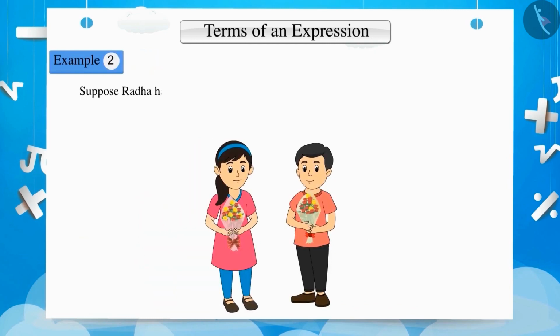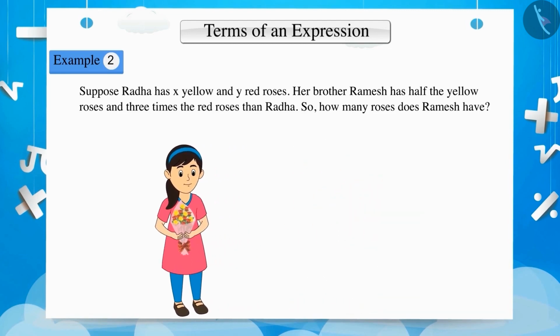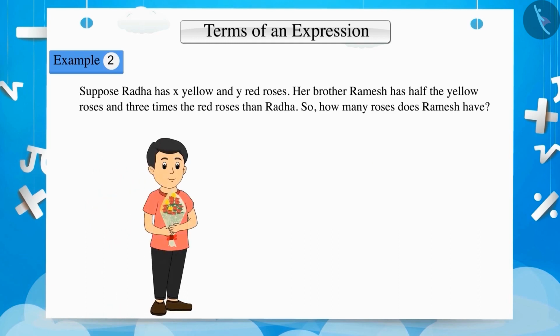Suppose Radha has x yellow and y red roses. Her brother Ramesh has half the yellow roses and 3 times the red roses of Radha. So, how many roses does Ramesh have? To represent the total number of roses Ramesh has, let's form an expression. Radha has x number of yellow roses and y number of red roses. Now, to know the number of yellow roses Ramesh has, we have to divide x by 2, and to know the number of red roses, we will multiply y by 3.